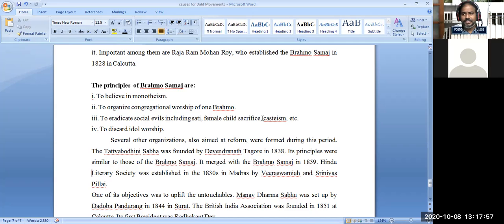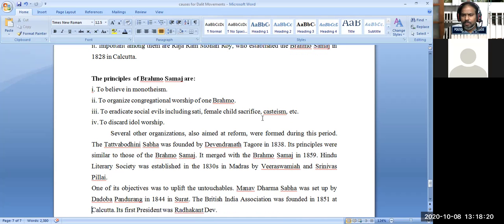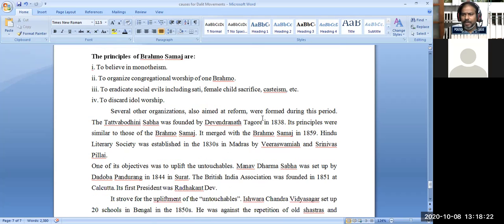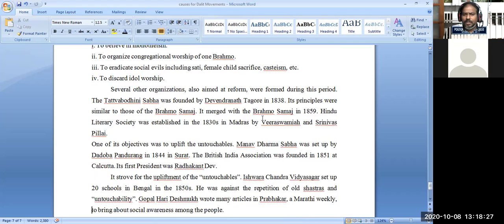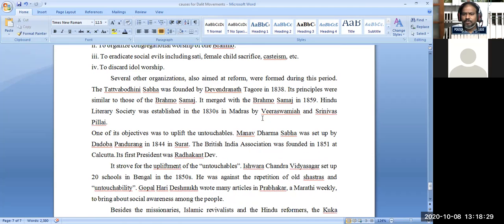Hinduism was the existing religion at that time, and the majority of people were following it. Several other organizations aiming to reform were formed during this period. The Tatvodini Sabha, founded by Devendranath Tagore, had principles similar to the Brahmo Samaj and emerged with the Brahmo Samaj in 1859. The Hindu Literary Society was established in 1830 in Madras by Veera Somaya and Srinivasa Pillai, and one of its objectives was the uplift of the untouchables.